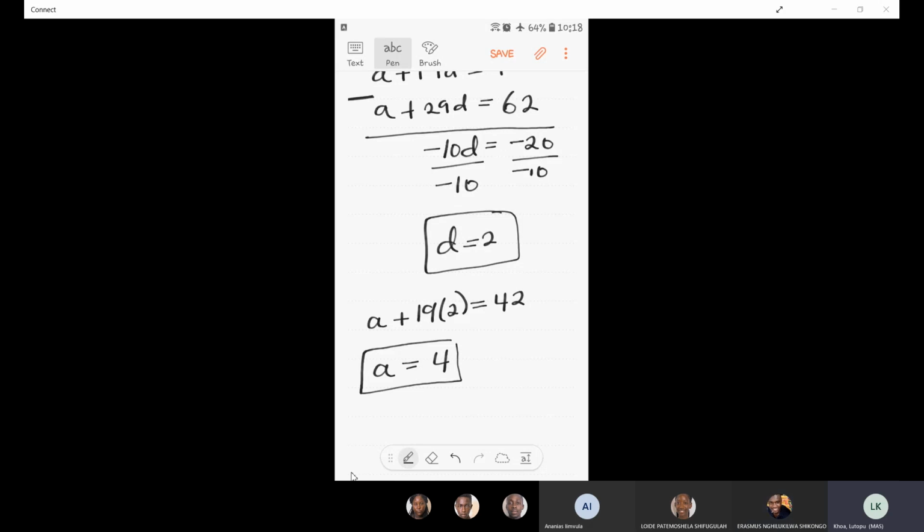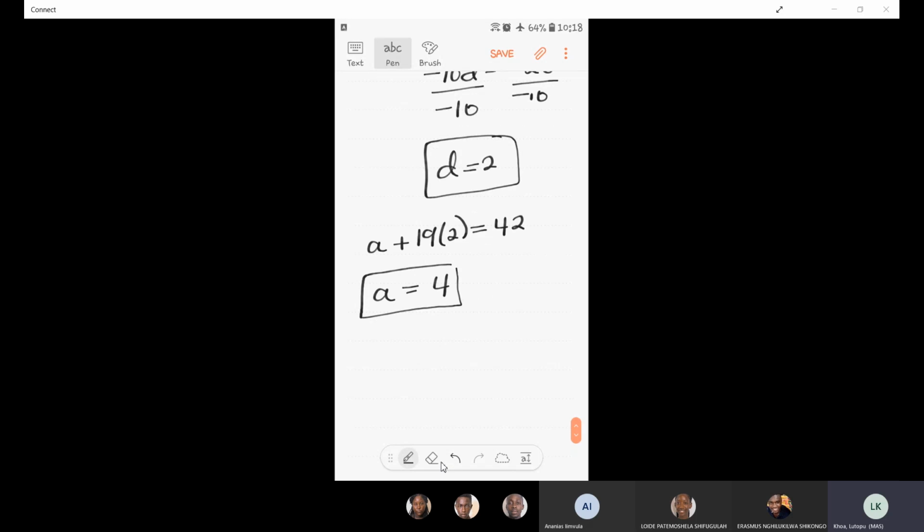Okay, let's look at the next question. Okay, number 5. We are told that an arithmetic sequence has a common difference D, and then the sum to 20 terms is 25 times the first term. Find in terms of D the sum to 30 terms.